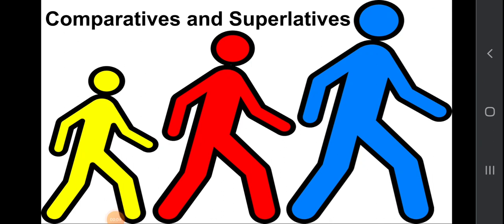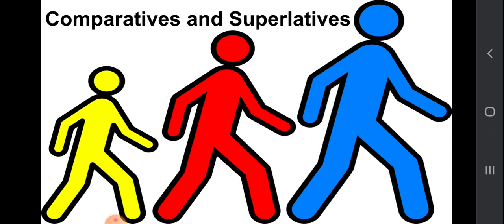Comparatives and superlatives. These are the degrees which define how a person or a thing has to be categorized. For example, among these three, suppose they are running, so the speed of the person here shows that the blue one is reaching the target fastest. He is the fastest one. So to define his speed, we can say that the blue one is the fastest runner.